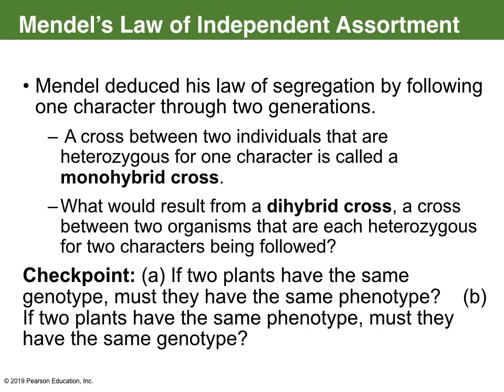You could have a purple flower that's either homozygous dominant or heterozygous, right? So the genotype determines the phenotype. So if they have the same genotype, they have the same phenotype. But you could have different genotypes resulting in the same phenotype.